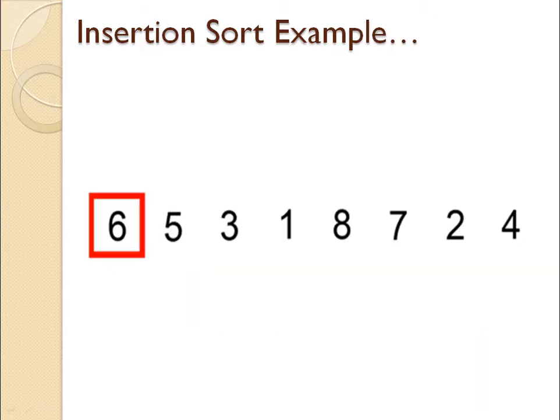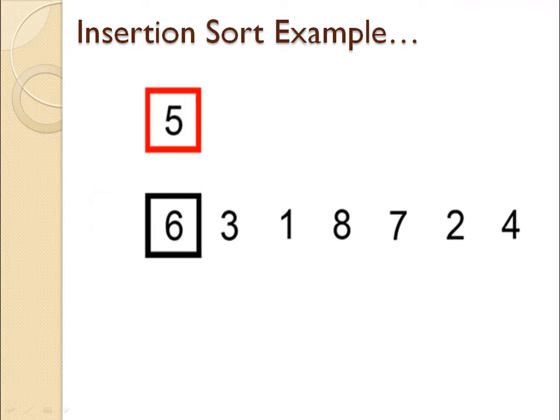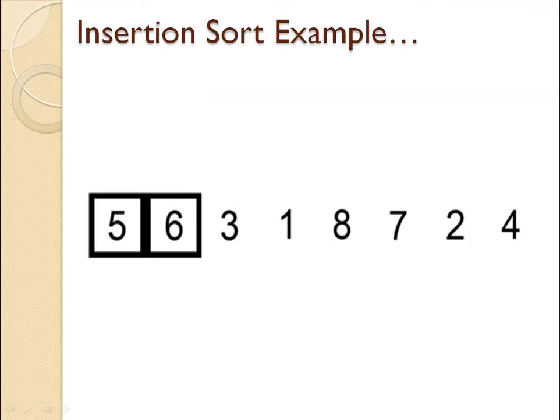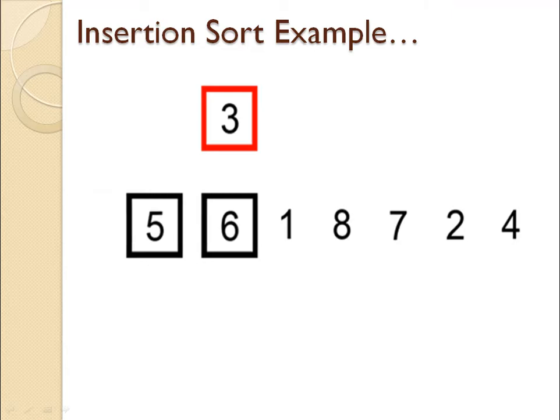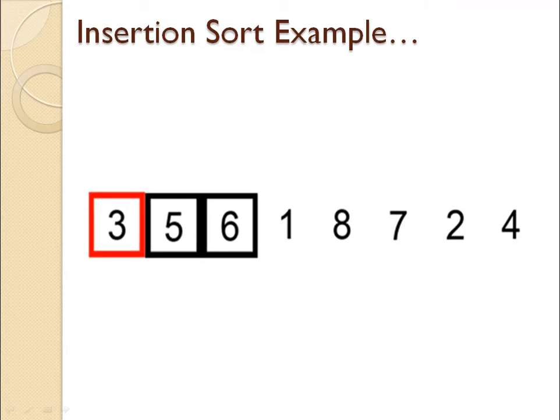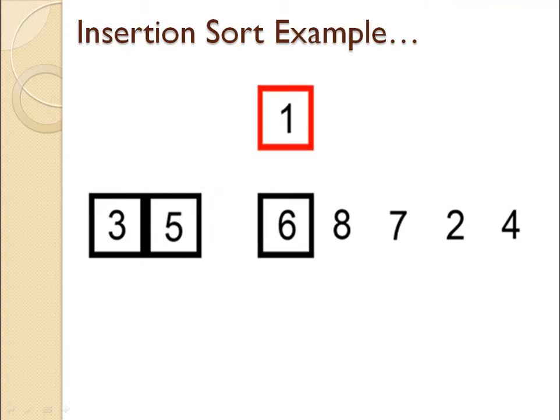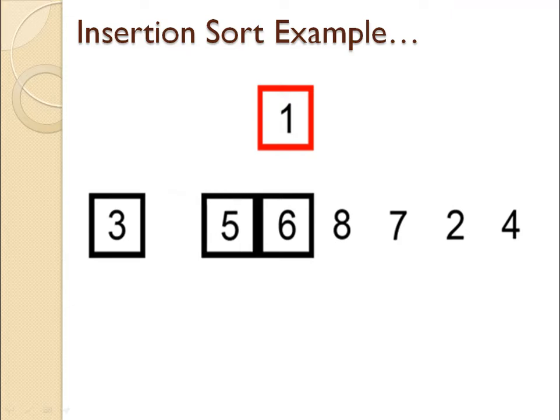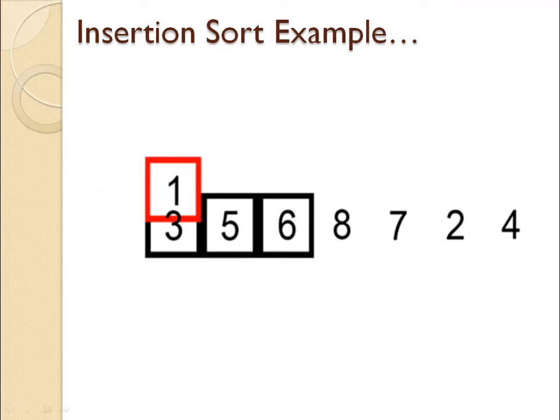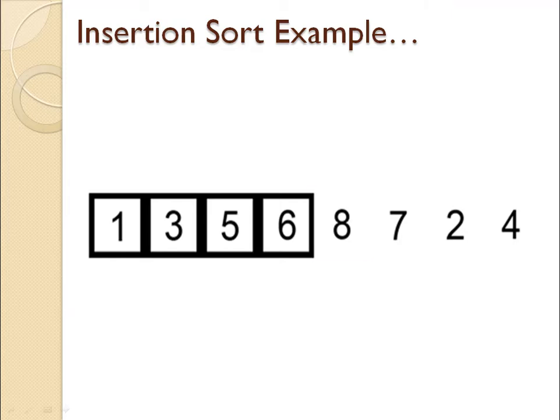Select 6, it is the first element, so it is sorted. Then 5 is selected and compared with 6, and the positions are changed. Now 5 and 6 are sorted. 3 is selected, compared with 6, then compared with 5, and then 3 is at the beginning. Now 1 is checked. 1 will be compared with 6, 5 and 3. It is the least, so it will be at the beginning.